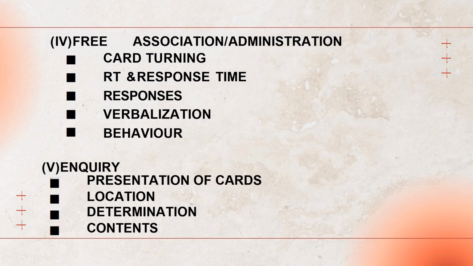Then comes the free association or administration, the next step, which involves card turning. You have to see the reaction time and response time. You have to note the responses. The verbatim should also be recorded, and the behavior should also be noted. Then after that, you also have to inquire, which comes into the inquiry phase. You have to inquire on presentation of the cards, location, determinants and contents.